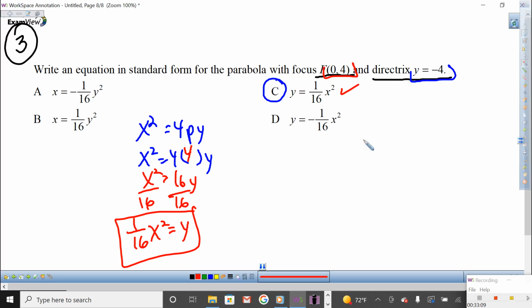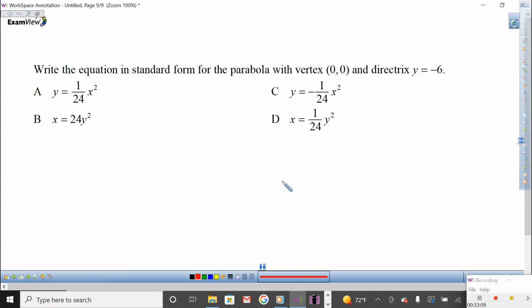Let's go to the next one. Here we go. Number 4. For number 4, once again, the instructions are the same, but look what they give us this time. Vertex and directrix. Write that down. We're going to go over this one together just to make sure we understand what we're looking at.